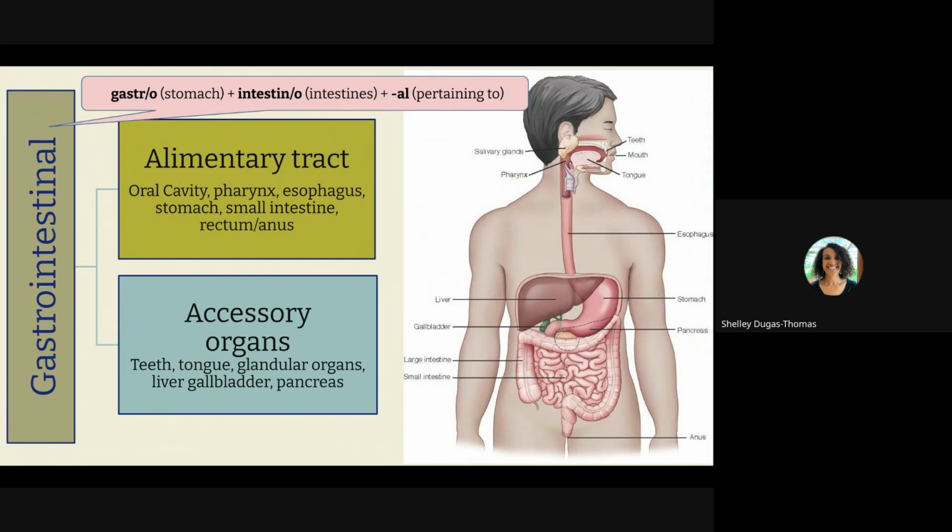When charting or reading clinical notes, you'll see a clear distinction between the alimentary tract and accessory organs. The key word root to notice here is gastrointestinal. If we break it down, it's gastro, stomach, intestino, which means intestines, and al, which means pertaining to. Overall, this means pertaining to the stomach and intestines. Let's also make sure we distinguish between the pharynx, which is the throat, and the esophagus, the food tube leading to the stomach.